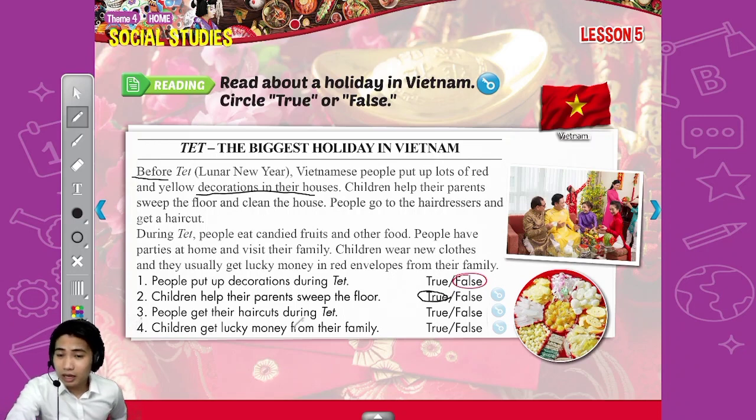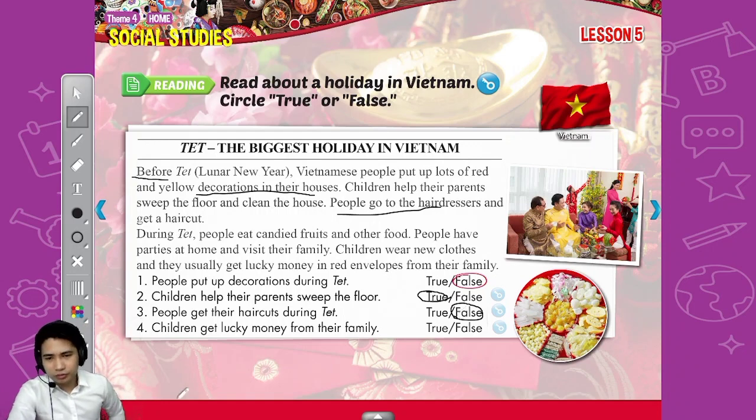Okay. Number 3. People get their haircut during Tet. Is it true or false? Are people getting a haircut during Tet? Is it during or before? Okay, so number 3, it's false. Yes, false, because as you can see here, people go to the hairdresser and get a haircut before Tet. Okay, before. So number 3 is false.